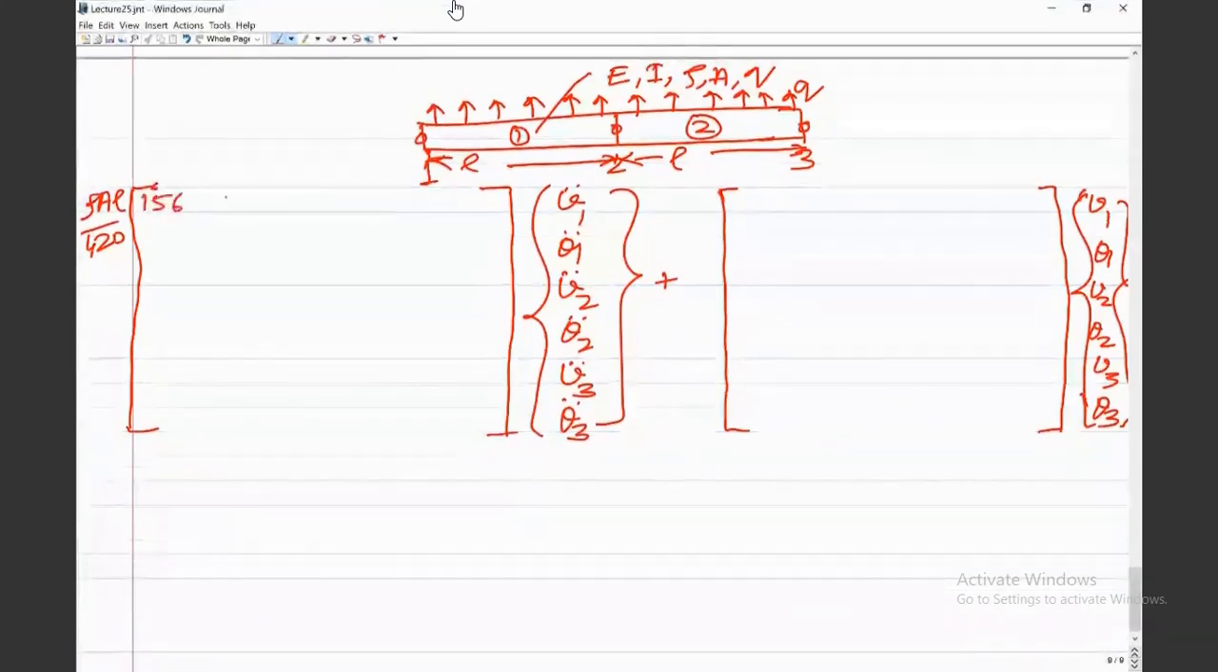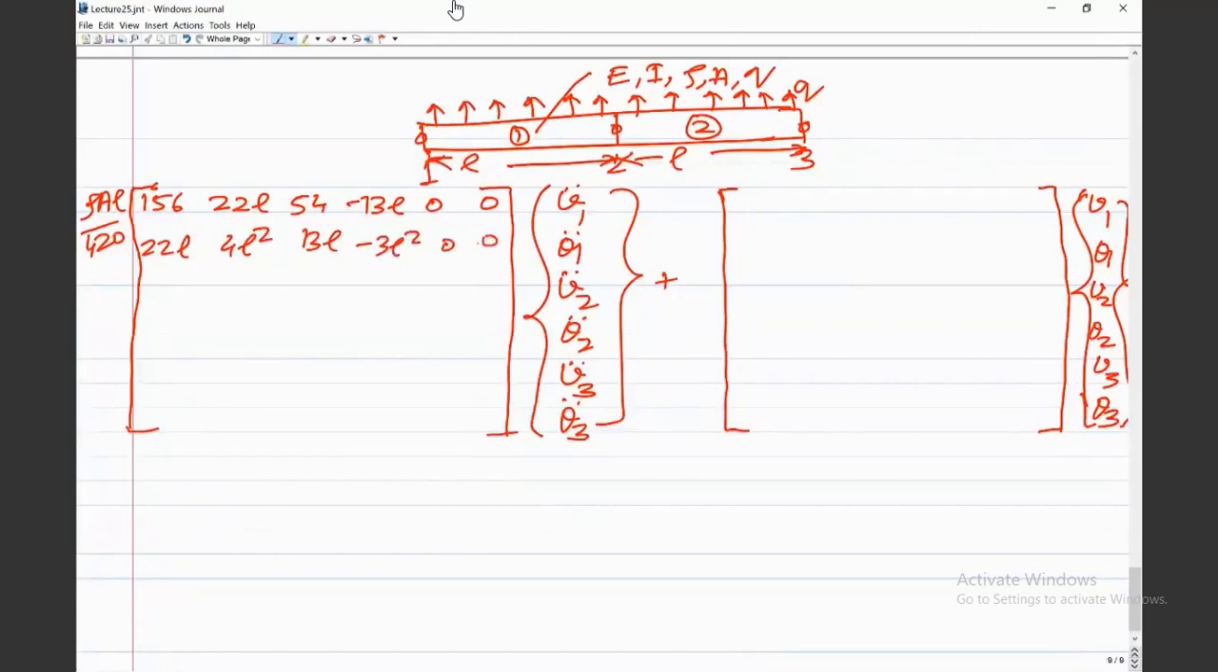So first row, first element: 156, 22L, 54, and minus 13L. The other two terms will actually be 0. And then second row is 22L, 4L square. This is the same standard procedure, minus 3L square, 0, 0.